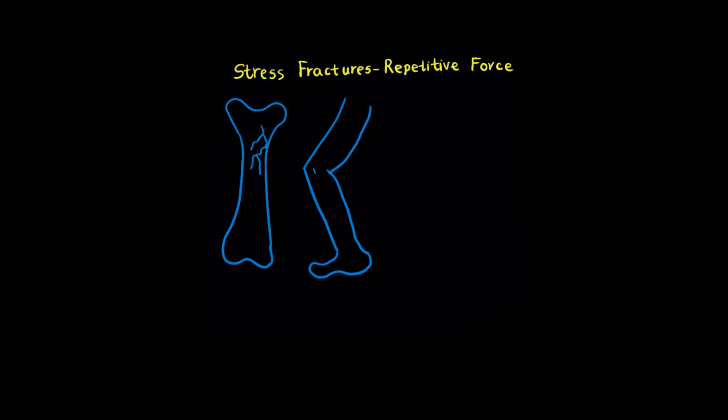Athletes and military recruits are particularly vulnerable because their training involves repetitive impact activities, like running and marching. Each foot strike sends force through the bones. Normally, bones adapt by getting stronger, but if the repetitive stress exceeds the bone's ability to repair itself, micro cracks accumulate. These tiny cracks coalesce into a stress fracture, causing increasing pain with activity.